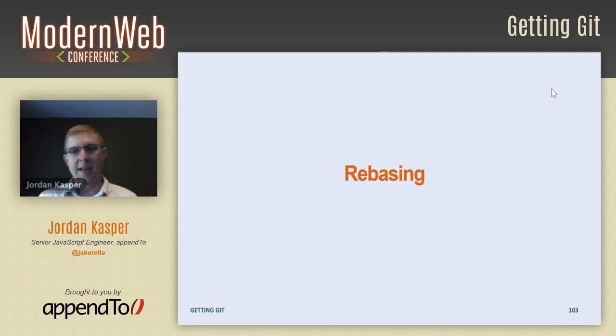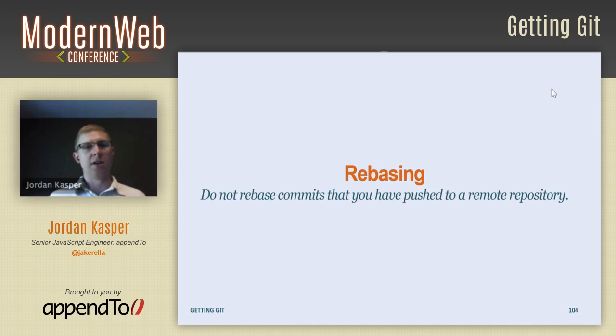All right, rebasing. Now, a lot of people like and a lot of people dislike rebasing. I am not really a fan, but that's neither here nor there. I'm going to show you what it is. Here's one key thing to remember, though. You should never rebase commits that you've already pushed to a remote repository. So you've already pushed things to GitHub. You should not rebase. Why? Because rebasing rewrites the history. It rewrites your commit history, and because of that, you're going to have problems if someone else has already pulled down those commits before you're rebasing.